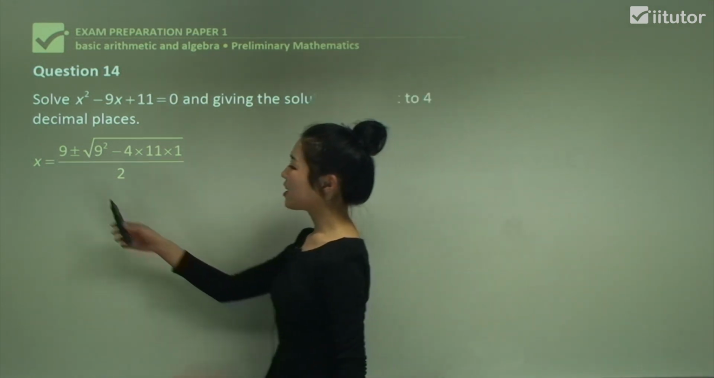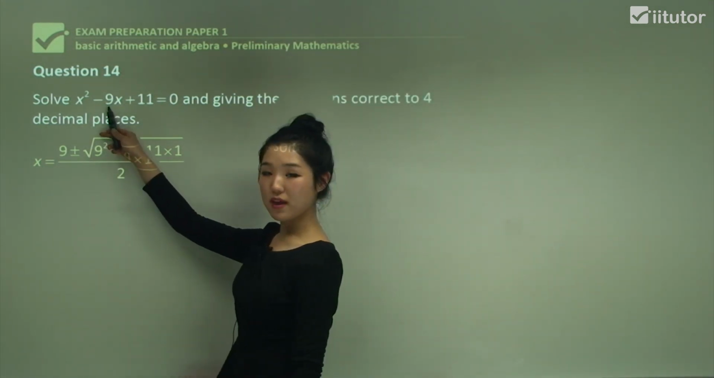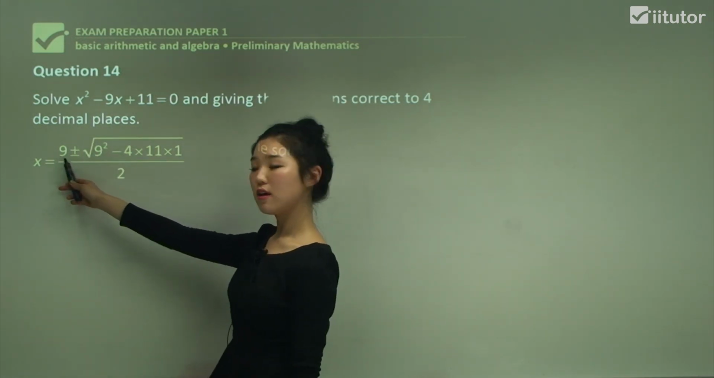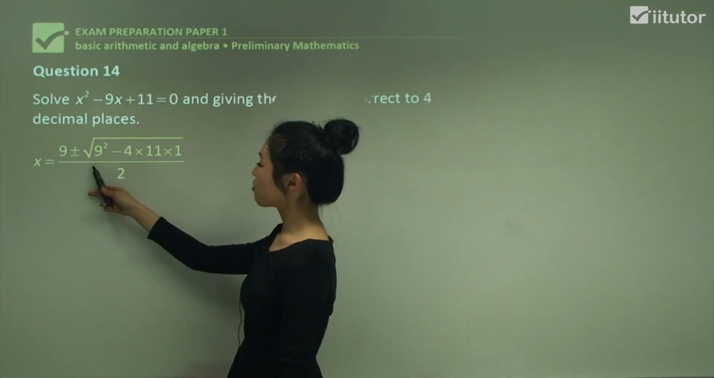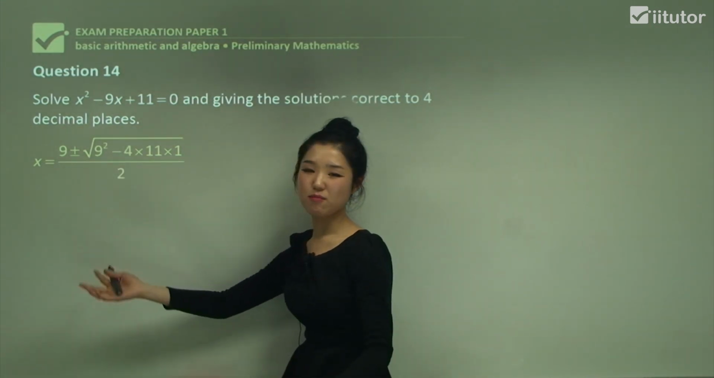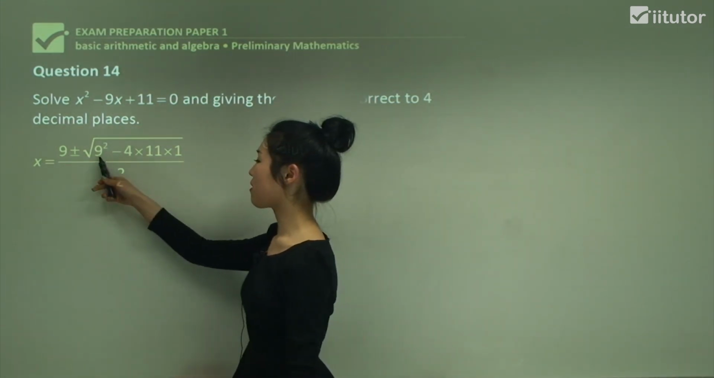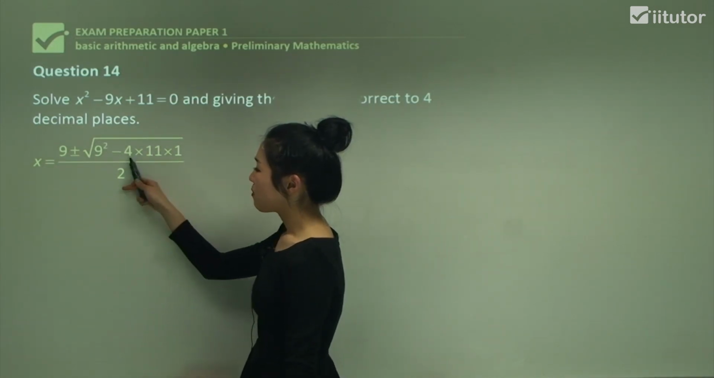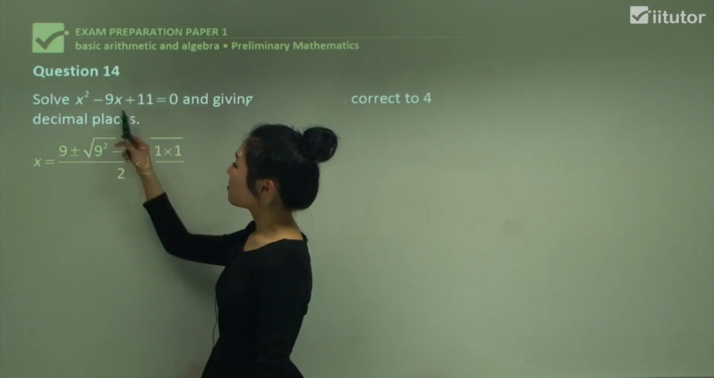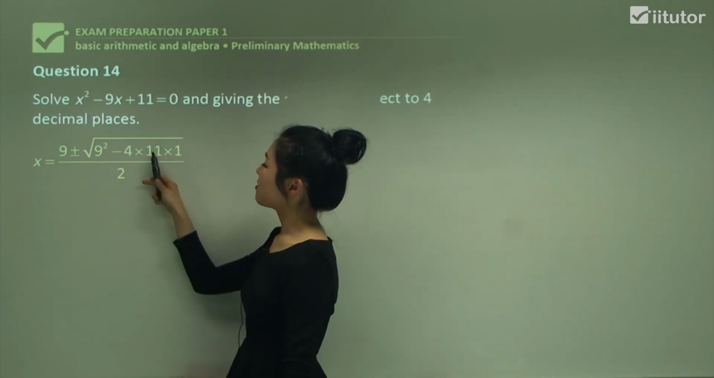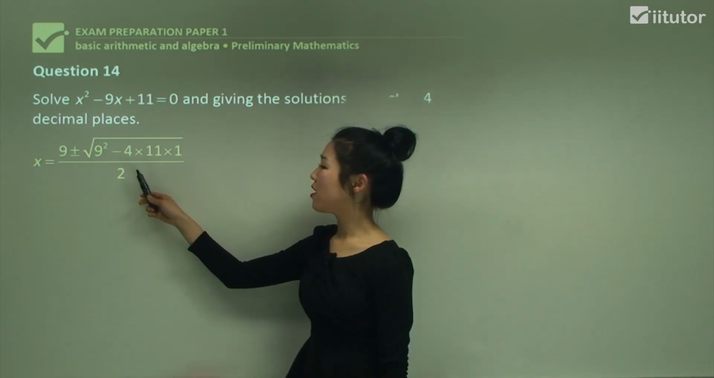It's going to be negative b, so b is negative 9. So negative 9 is positive 9, plus or minus the square root of b squared. So negative 9 squared is the same thing as 9 squared, isn't it? So I'm just going to write 9 squared. Minus 4ac. So minus 4, a is 1, so I'll put 1 at the end, and c is 11. Okay, so 4ac.